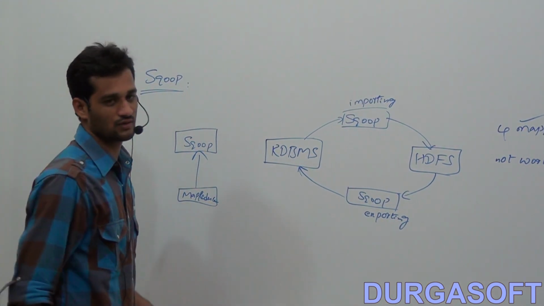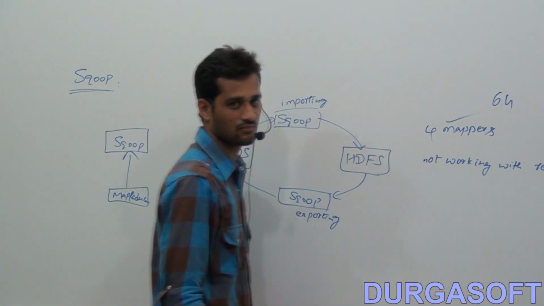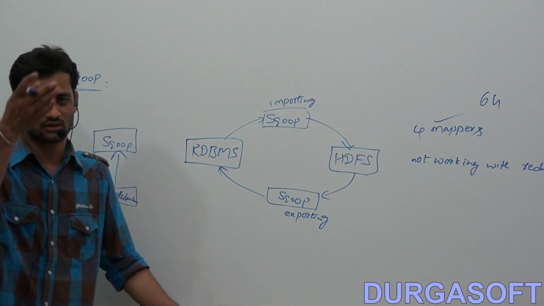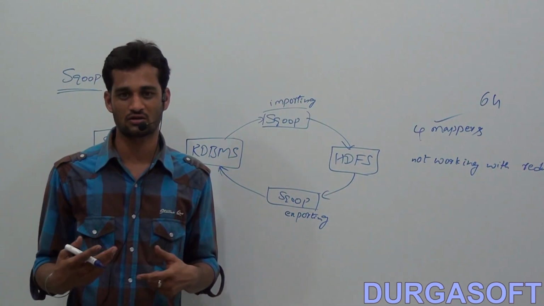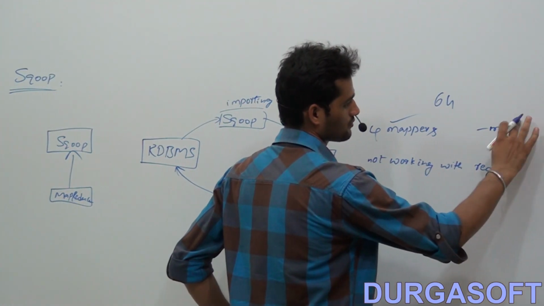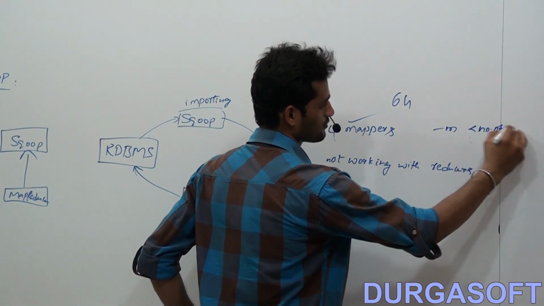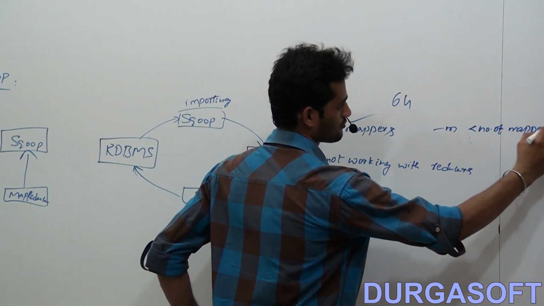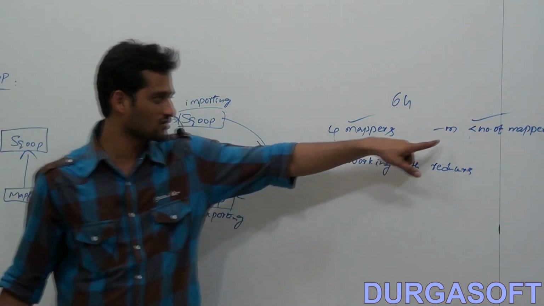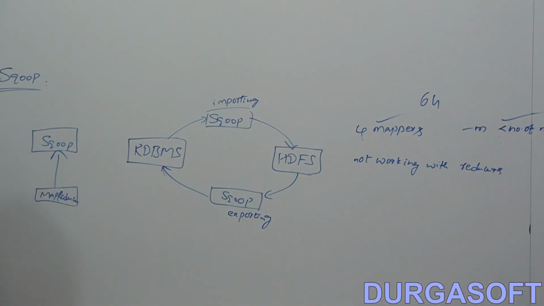Apart from this, if my file size is less than 64 MB, I need not have four mappers. At that time I want to work with fewer mappers. Or sometimes if it is more than the 64 MB block size, I also want to decide my own number of mappers. Then you can set the number of mappers by using the command hyphen m space, followed by the number of mappers you want to work with. So by using this command, you can set the number of mappers. But here we cannot set any reducers.